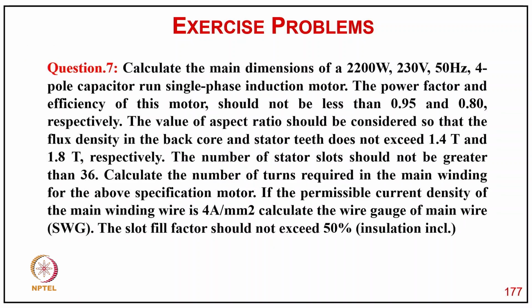Now question 7: calculate the main dimensions of a 220 watt, 230 volt, 4 pole capacitor run single phase induction motor. The power factor and efficiency of this motor should not be less than 0.95 and 0.8 respectively. The aspect ratio should be chosen so that the flux density in the back core and stator teeth does not exceed 1.4 Tesla and 1.8 Tesla respectively. The number of stator slots should not be greater than 36. Calculate the number of turns required for the main winding for the above specification, and if the permissible current density of the main winding is 4 ampere per millimeter square, calculate the wire size of the main winding, standard wire gauge. The slot fill factor should not exceed 50%, including the insulation.